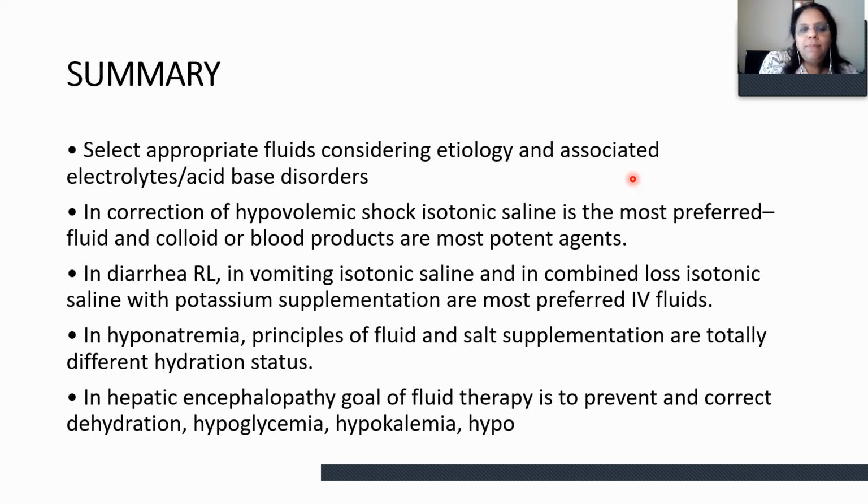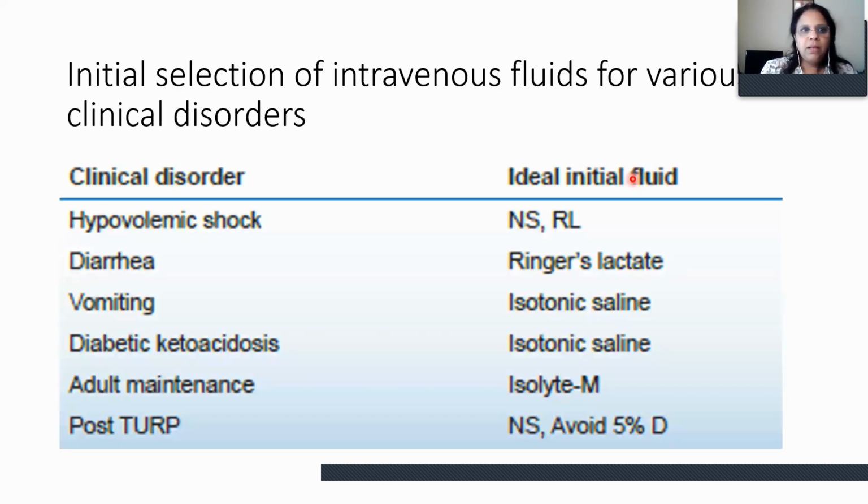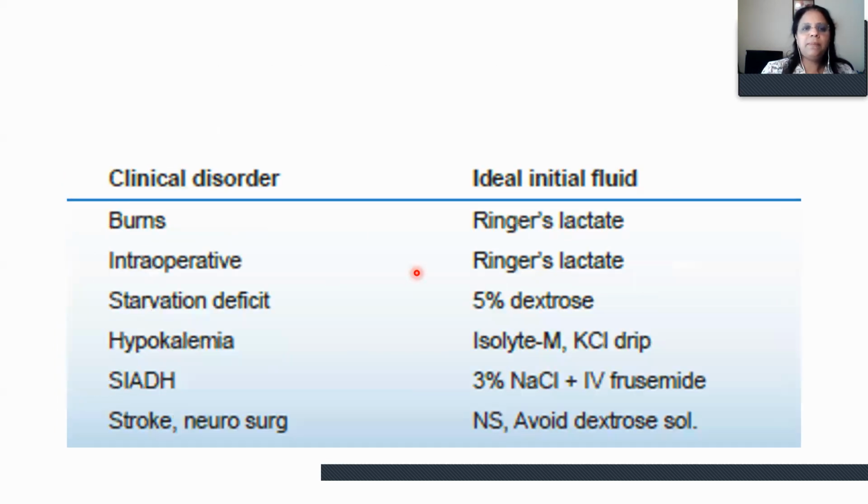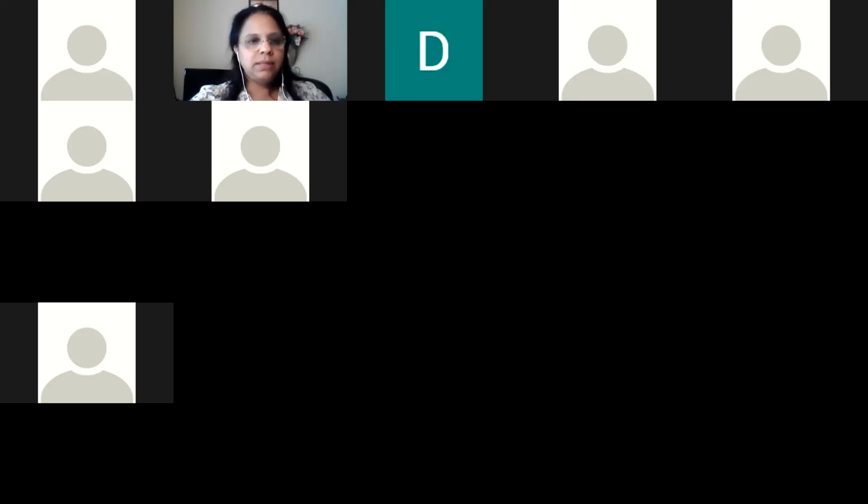In hyponatremia, the principles of fluid and salt supplementation are totally different; look at the hydration status. In hepatic encephalopathy, again, the goal is to prevent all these electrolyte imbalances. So this is a rough guide. Hypovolemic shock, normal saline; Ringer's lactate; diarrhea, Ringer's; vomiting, isotonic. For adult maintenance, you have to make these calculations. So I think we have discussed a lot about fluid status.